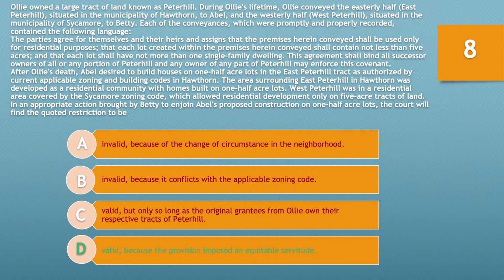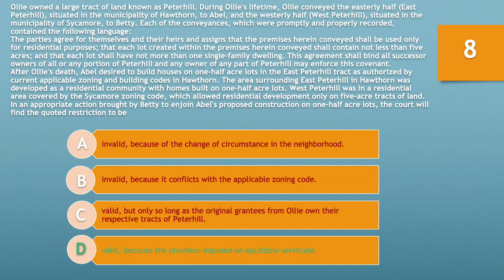If you chose option D, valid because the provision imposed an equitable servitude, you'd be correct. An equitable servitude is a promise to do or not do something concerning the land that binds the original parties and their successors. In this case, Ali conveyed East Peter Hill to Abel and West Peter Hill to Betty. Each of the conveyances contained the agreement not to create any lots less than 5 acres on either of the lands. This equitable servitude was to be enforced by any owner of any part of Peter Hill.